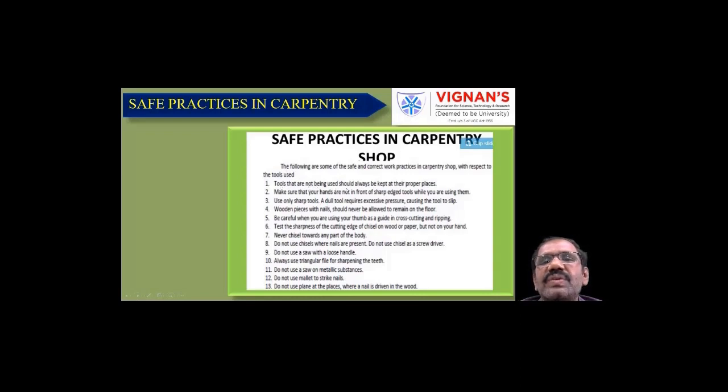Tools that are not being used should always be kept at their proper places. At working places we should not leave them; place them at the proper place so you can pick them easily. Make sure your hands are not in front of sharp edges of tools while using them, otherwise our skin may be cut. Use only sharp tools. A dull tool requires excessive pressure, causing the tool to slip. That's why the edges should be sharp.